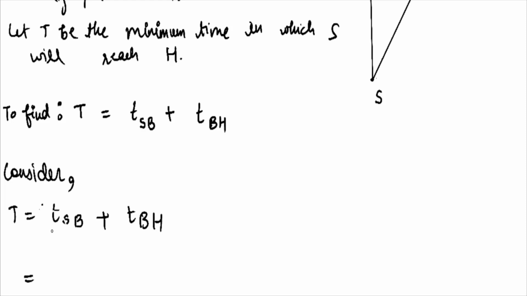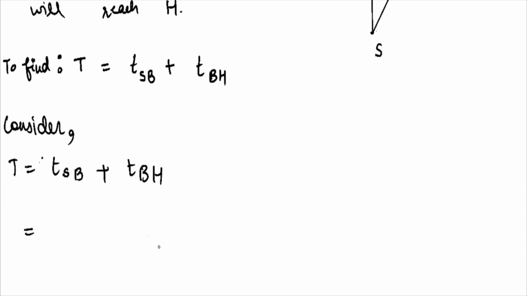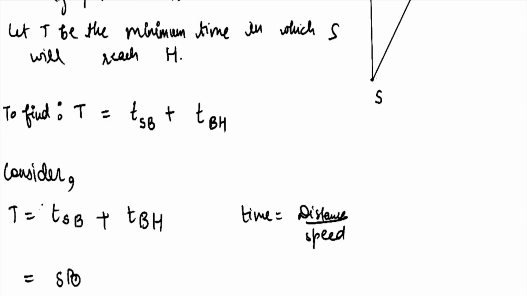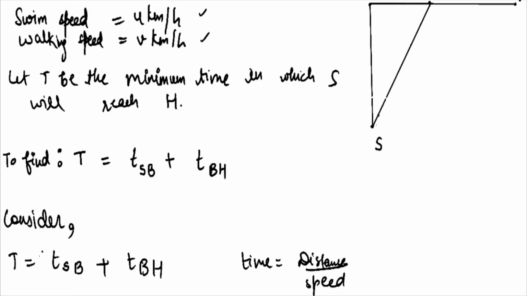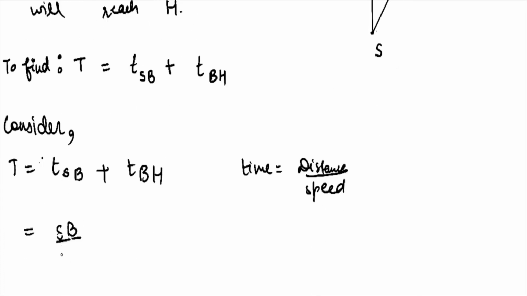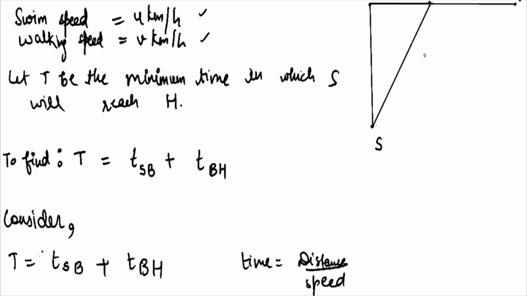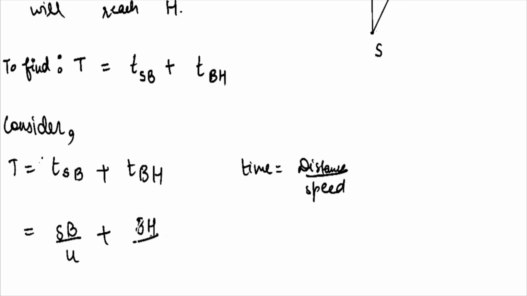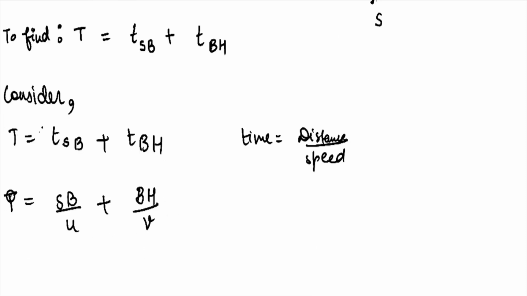So this is by the formula that we know, time is distance upon speed. So from here we can write down the distance we have is SB, and the speed of swimming in the sea that we have is u kilometer per hour. So this is SB over u, and the distance on the shore is BH, and the speed will be the walking speed, that is v kilometer per hour. This is our minimum time T. Now we will put the values of SB and BH.